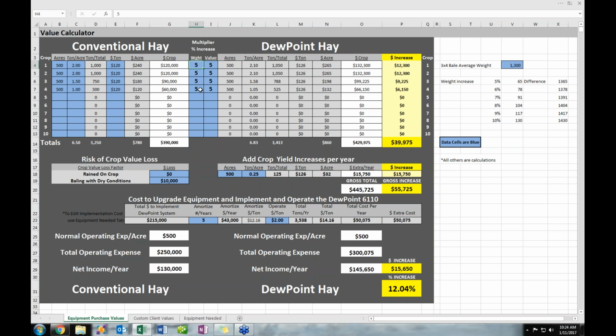So 5%, that's on an average bale, that's about 65 pounds. So if we can pick up an extra 65 pounds, that's worth quite a bit of money.